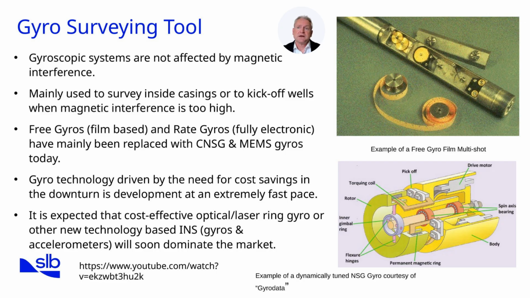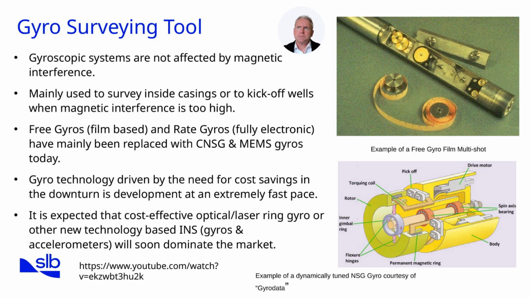Early gyros were free gyros, utilizing film-based recording, which was later replaced by rate gyros and more advanced north-seeking gyros, NSG, and inertial navigation systems, INS. Modern gyros often use MEMS technology, making them smaller, cheaper, and more rugged. The trend is toward optical or laser ring gyros, offering even higher accuracy and robustness. The main limitation of gyros has historically been cost and complexity, but these are falling rapidly.